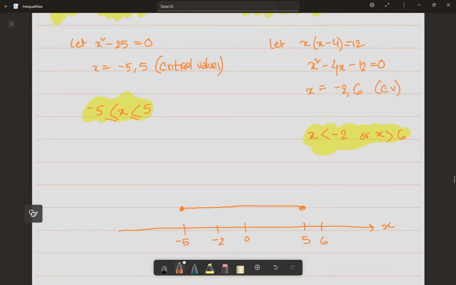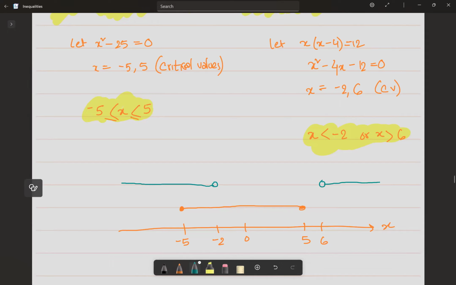Now, for the second one, we have x is less than minus 2. So we have minus 2 in here. At the critical value, we will draw a circle. There is no equal to sign, so we will have an empty circle. And then less than minus 2 means the values are on the left side of minus 2. So we draw an arrow like this. And here we have x is more than 6. So at 6, we draw an empty circle. And more means on the right side. So we draw a line like this.